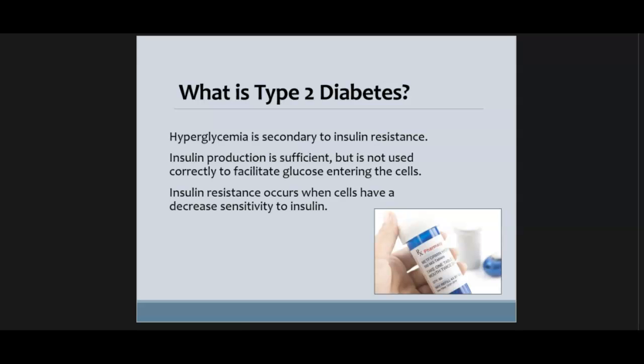So what is type 2 diabetes? I think we've kind of hit on this already. It's hyperglycemia. It's secondary to the insulin resistance. So hyperglycemia is what manifests and makes you sick, but it's secondary to the initial problem, which is your cells aren't utilizing the insulin well. Insulin production is sufficient, but it's just not used correctly. Insulin resistance occurs when the cells have decreased sensitivity to the insulin. So the insulin's just not making it to the receptors. There's something not functioning correctly in the receptor area for the insulin, the hormone.